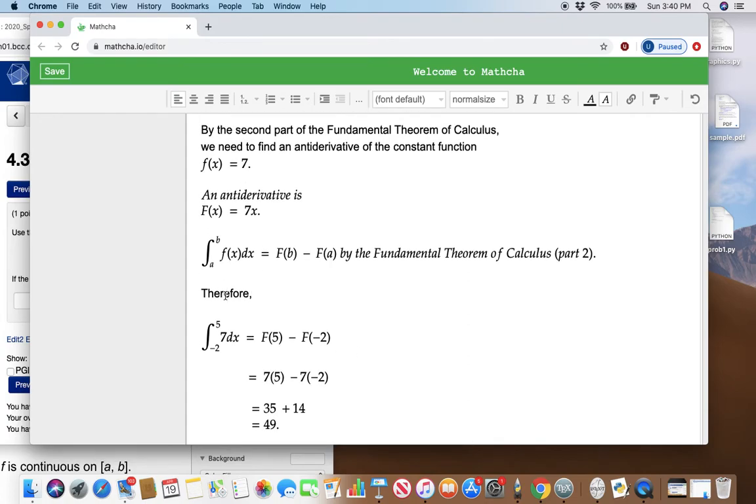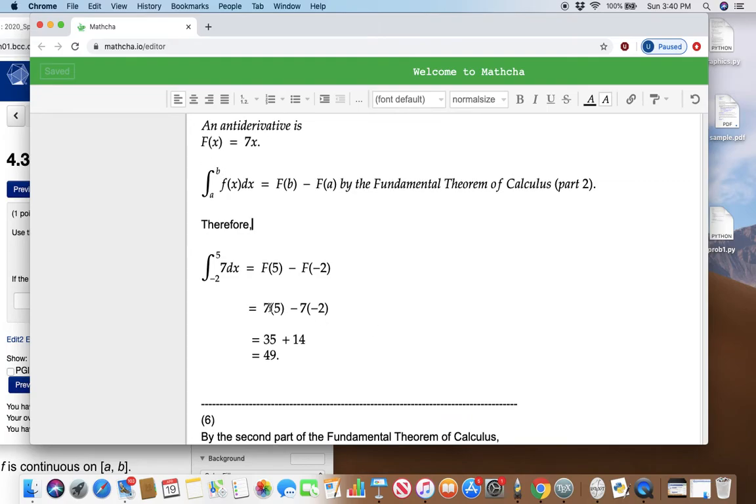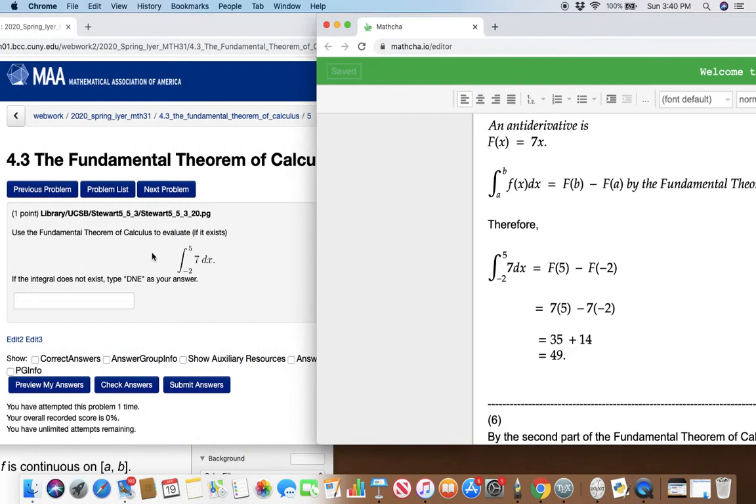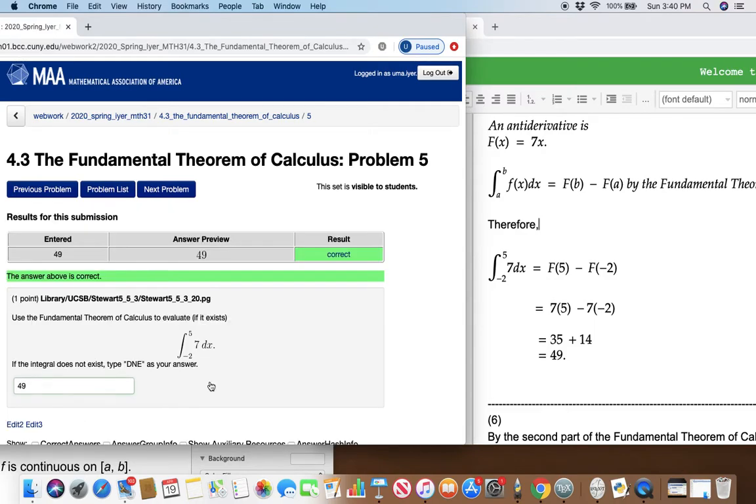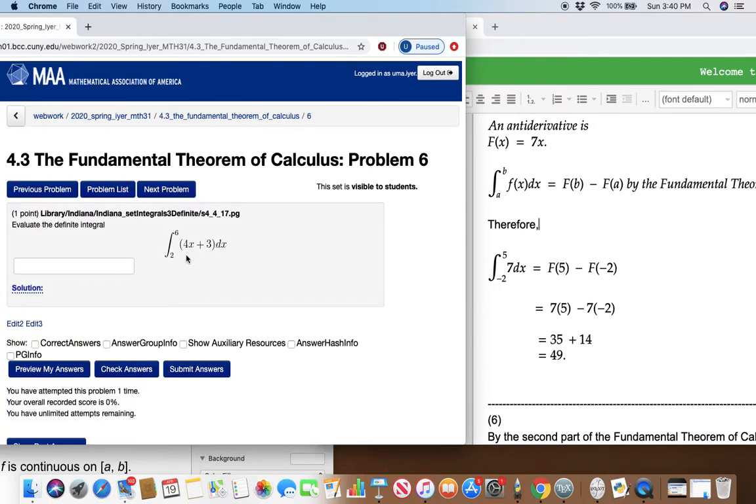So the integral from negative 2 to 5 of 7 is: we find its antiderivative 7x, evaluate it at 5, minus 7x evaluated at negative 2. So 7 times 5 minus 7 times negative 2. So that became a 14, this became a 35. Together that's 49. Correct. Go to the next problem. Here, the integral from 2 to 6 of 4x plus 3 dx.